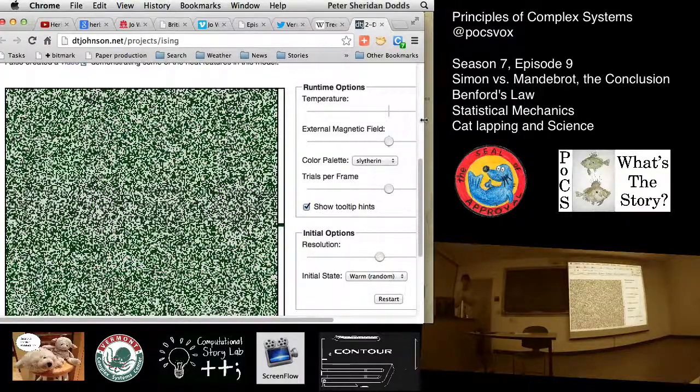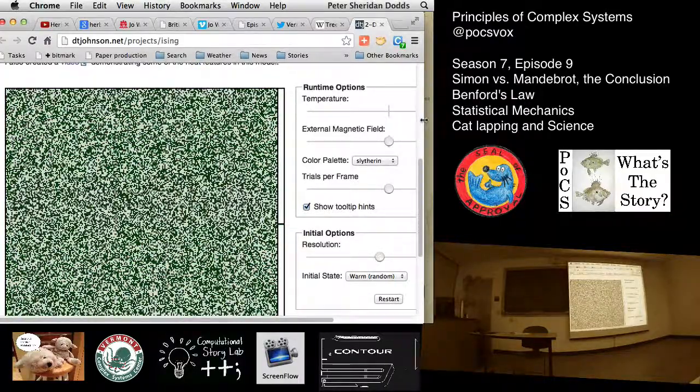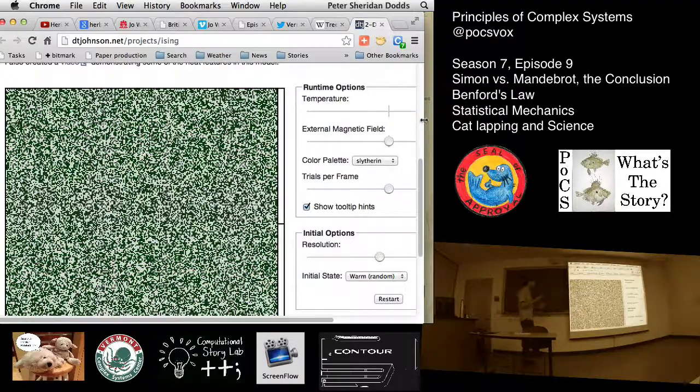Okay, so we're going to start talking about robustness on Thursday, and that is, again, really interesting, good stuff.